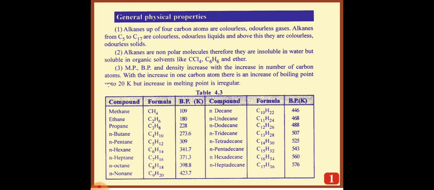Melting point and boiling point. Density increases with the increase in number of carbon atoms. With the increase of one carbon atom, there is an increase in boiling point of up to 20 degrees K, but the increase in melting point is irregular. It is given in table 4.3.